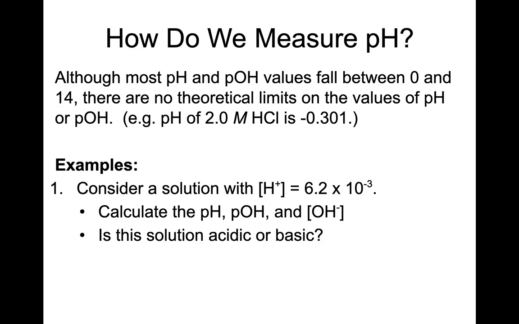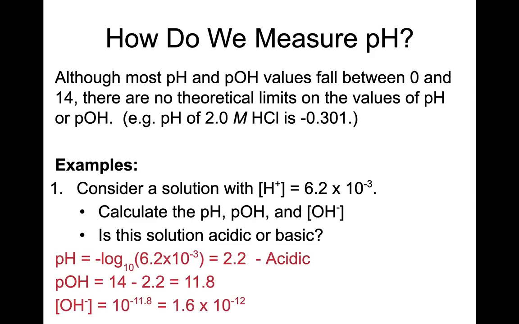So to do a couple quick examples to review these relationships. We've got our first example here, a solution where we know that the concentration of hydrogen ions in the solution is 6.2 times 10 to the negative third. Now from just knowing that piece of information, we can calculate the pH, the pOH, and the concentration of hydroxide ions. So you can pause here if you want to try that on your own from memory. I'm going to go ahead and talk through the solutions.